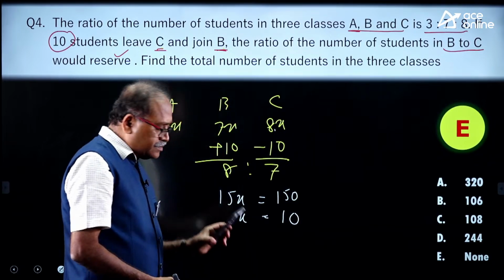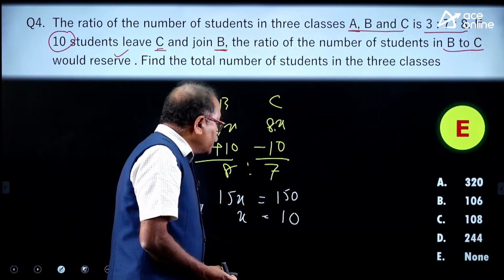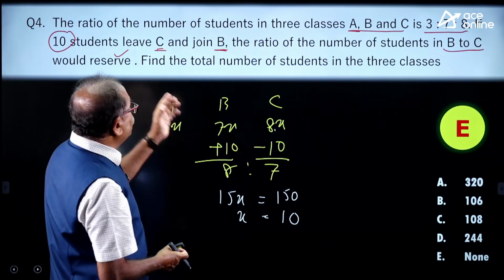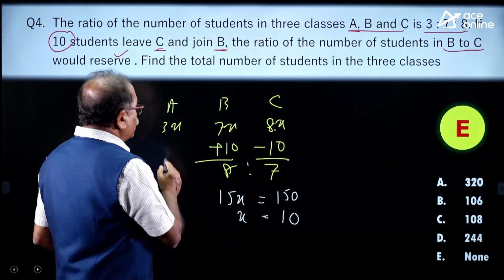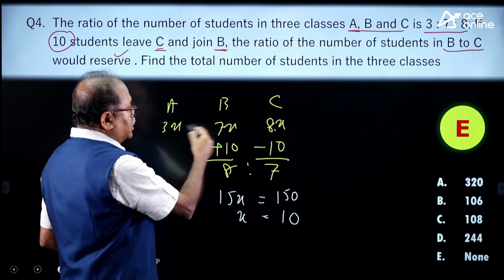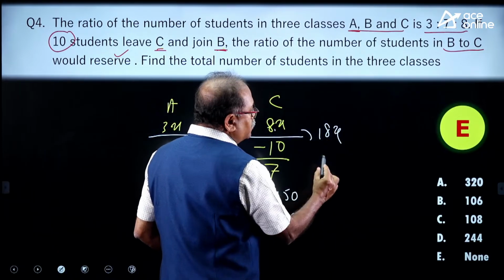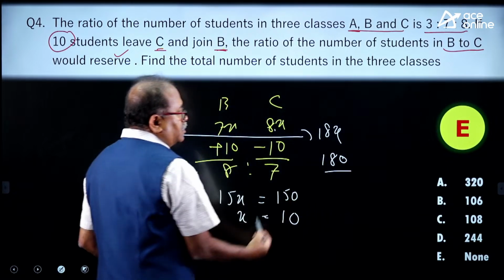Anyone answered? So this is really a simple question. So x is equal to 10. What is the question? The total number of students in 3 classes. The total number of students in 3 classes is 18x. Can you see this total? It is 18x where x is equal to 10, that is 180. That's your answer.